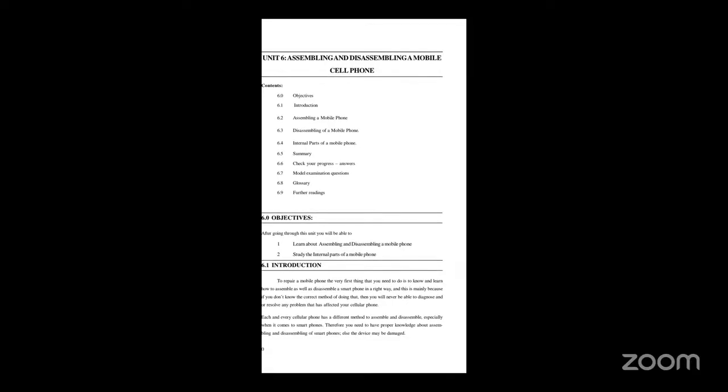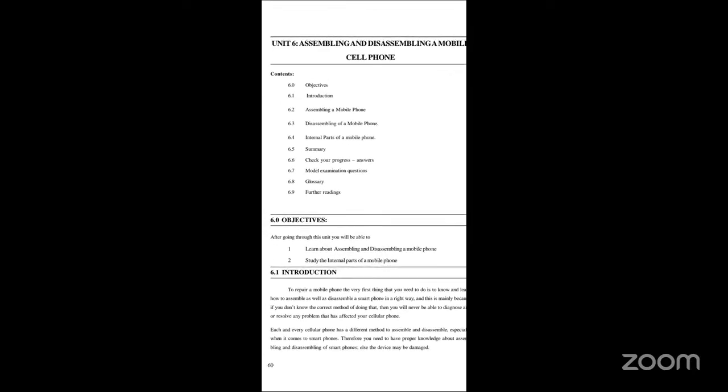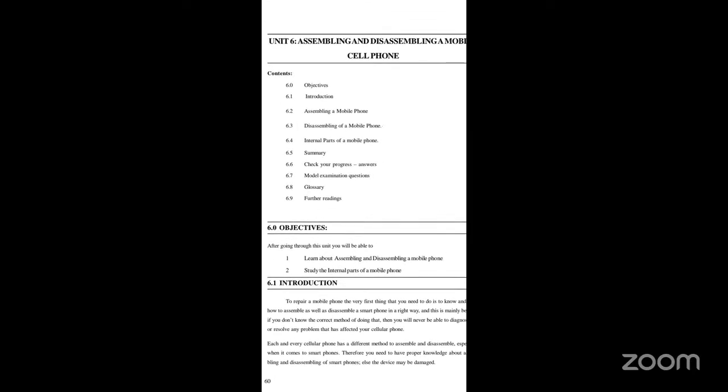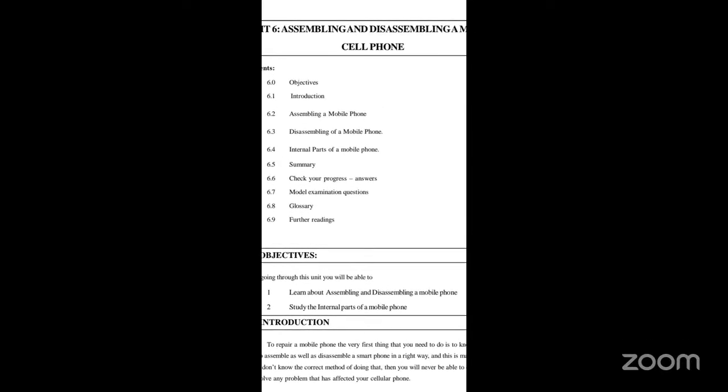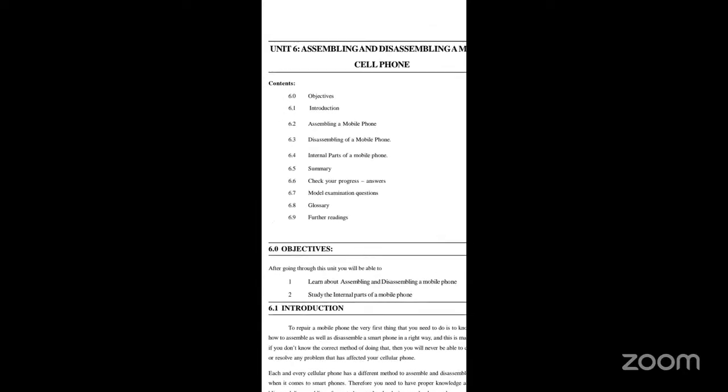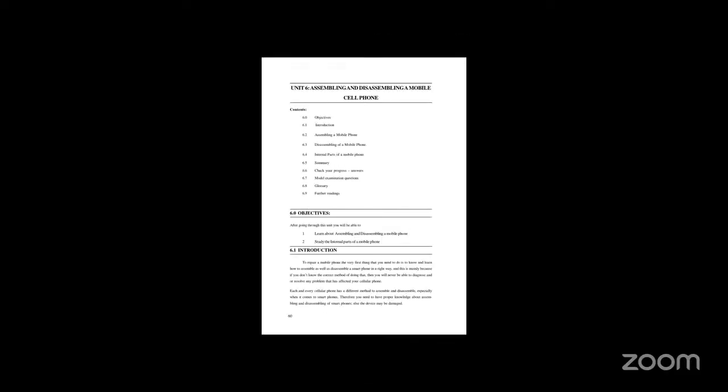Okay, next, Unit 6: assembling and disassembling mobile cell phones. How to assemble and how to disassemble mobile cell phones. Assembling a mobile phone, disassembling a mobile phone, internal parts of a mobile phone, summary and progress check. Before going to that, again we will go back.